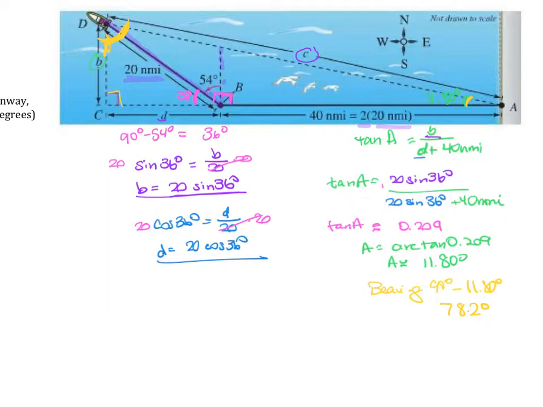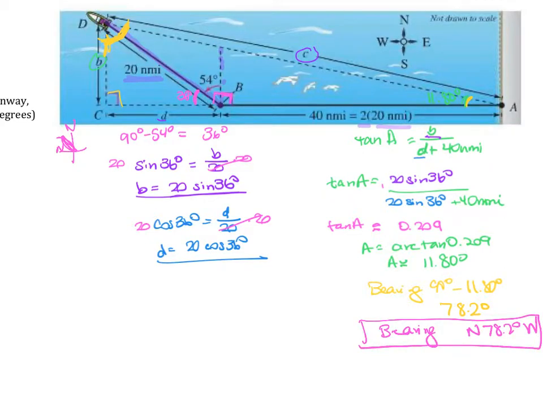So remember how we write that. We write the bearing as north, so we're going north 78.2 degrees, but it's traveling to the west, right? North, and here's west, so it's going this direction, so it's going north 78.2 degrees west. So that's the first thing. We found the bearing. Now we need to figure out what C is.